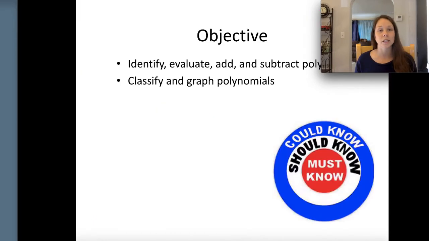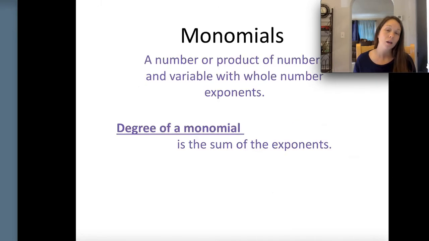Our objectives for today are to identify, evaluate, add, and subtract polynomials, and then classify and graph polynomials. In order to identify what a polynomial is, we first need to have an understanding of what a monomial is. A monomial is a number or product of numbers and variables with whole numbered exponents. The degree of your monomial is the sum of the exponents. We're going to go through an example of this to give you more experience with what a monomial actually is.